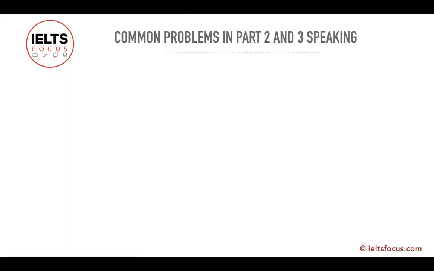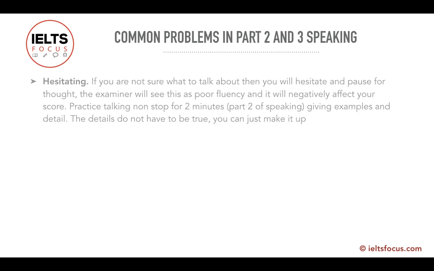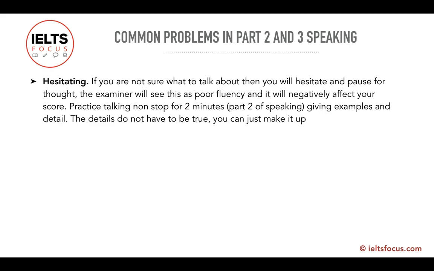Let's look at some common problems in Part 2 and Part 3 of the speaking test. First of all, hesitating. This is a real issue for a lot of students who are doing IELTS. Now, if you're not sure what to talk about, then you'll hesitate and you'll pause for thought. And the examiner will see this as poor fluency, and it will negatively affect your score. So practice talking for 2 minutes non-stop and giving examples and detail. So you have to keep the talk going, you have to keep it moving naturally for at least 2 minutes.